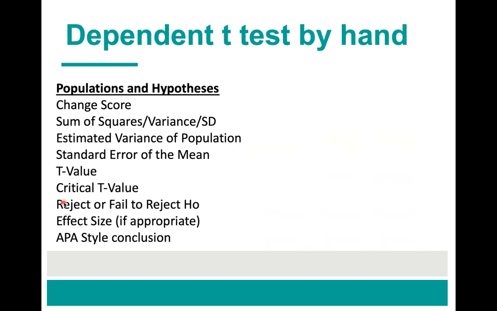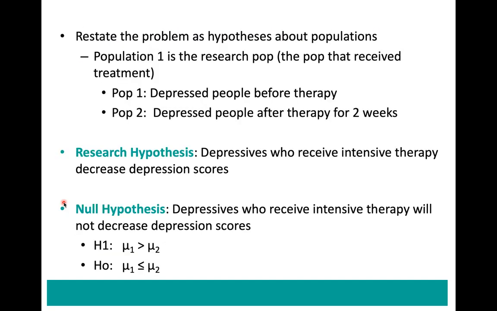So the first thing we need to do is define our populations and hypotheses. So restate your problem in these terms. So we want to make population 1 and population 2 basically depressed people before therapy and depressed people after 2 weeks of therapy, right? That's who we're doing the study on. People with depression before therapy, people with depression after therapy.